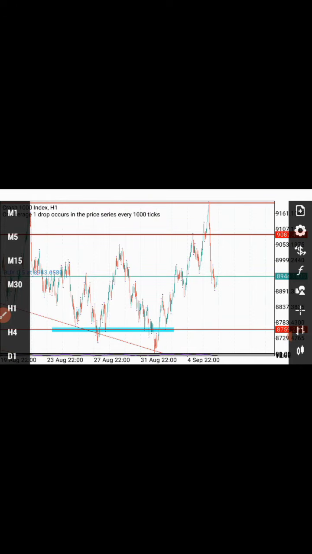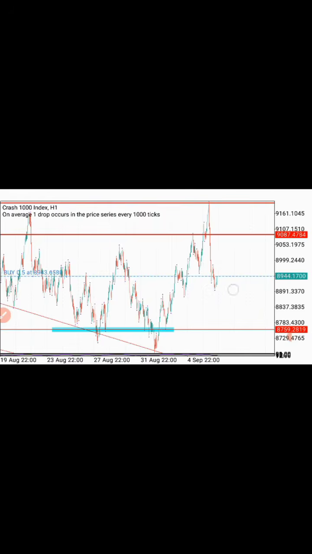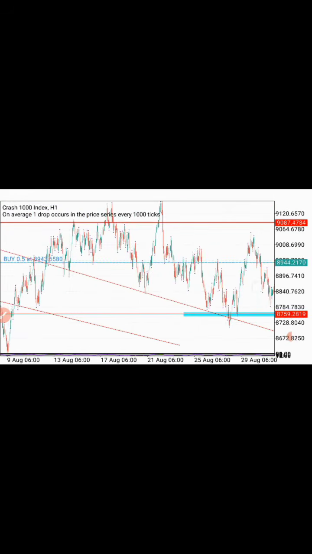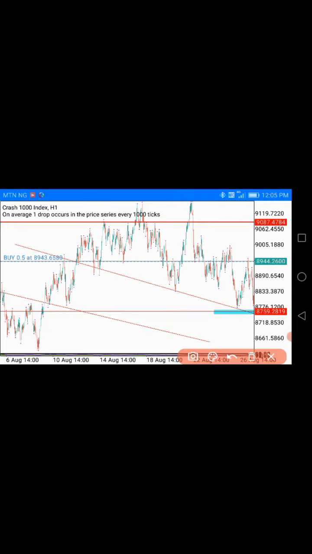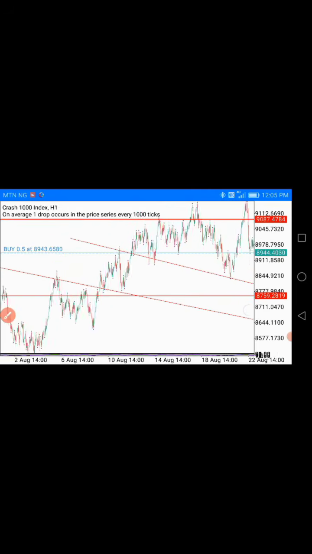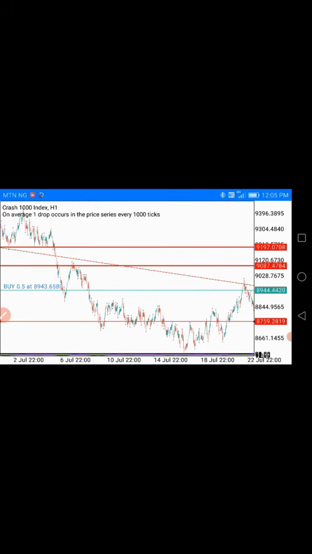Then let's backtest to see what happened at these areas. Have you seen how the market reacted around these areas? Let's go back a bit to see if it's relevant. Yes, the two lines I placed are relevant. If you look at this place, let's go back and then pick more.